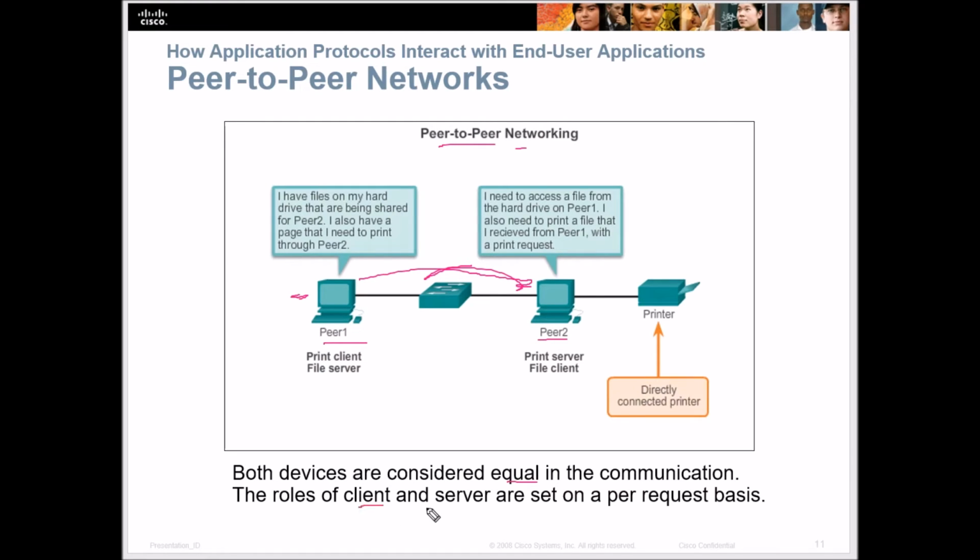So the role of client and server are set on a per request basis. Both of these devices are both client and server depending upon what action they're performing at the time. So if peer 2 is requesting a file from peer 1, it's the client and this is the server. If peer 1 is wanting to print something to the printer that's connected to peer 2, then peer 1 would send the file transfer over. It's the client at that point, and this is the print server, and then it would send it to the print server. So that client-server relationship depends on what role is being performed at the time.